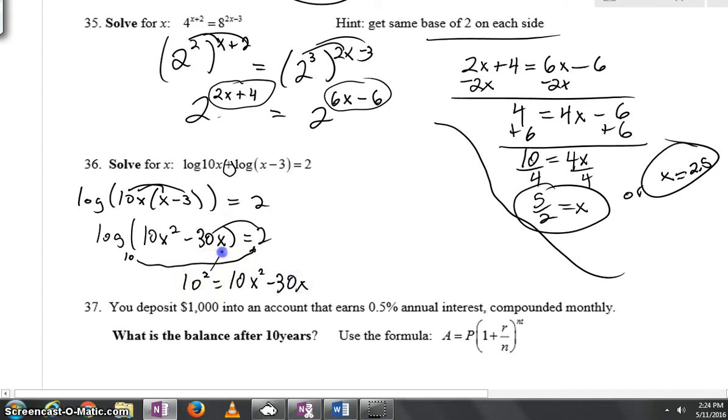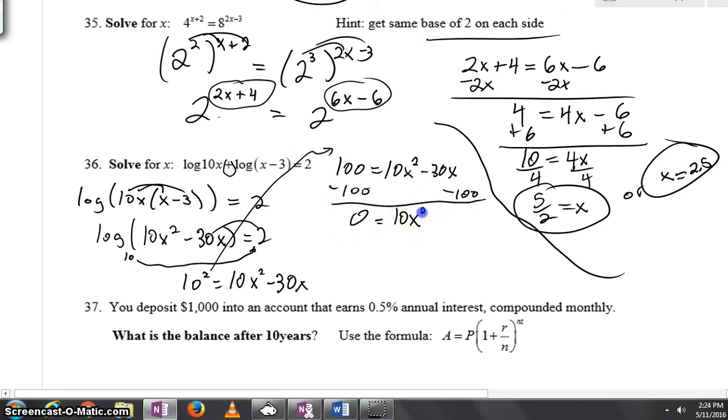10 squared is actually 100. So let's continue up here. We'd have 100 equals 10x squared minus 30x. And how about we subtract 100 from both sides? We're going to have 10x squared minus 30x minus 100. And I'm going to do something a little different. I'm going to divide everything by 10. Every single part gets divided by 10, and we'll have x squared minus 3x minus 10.